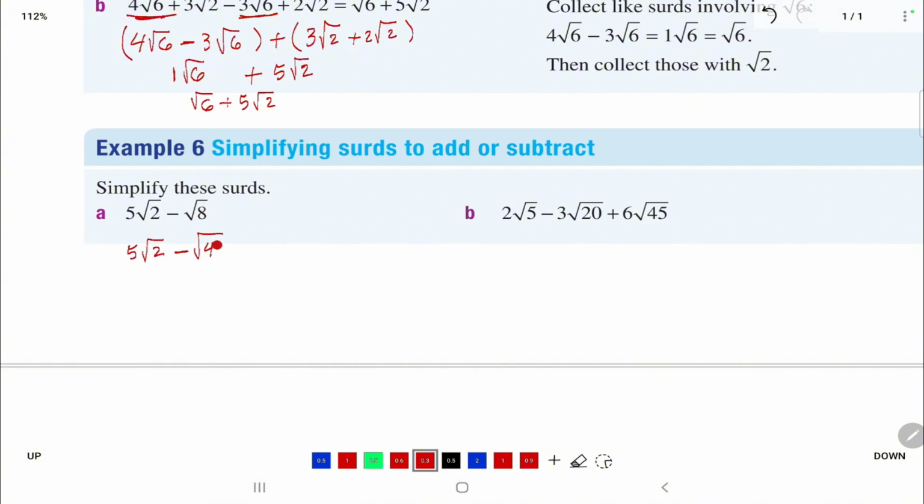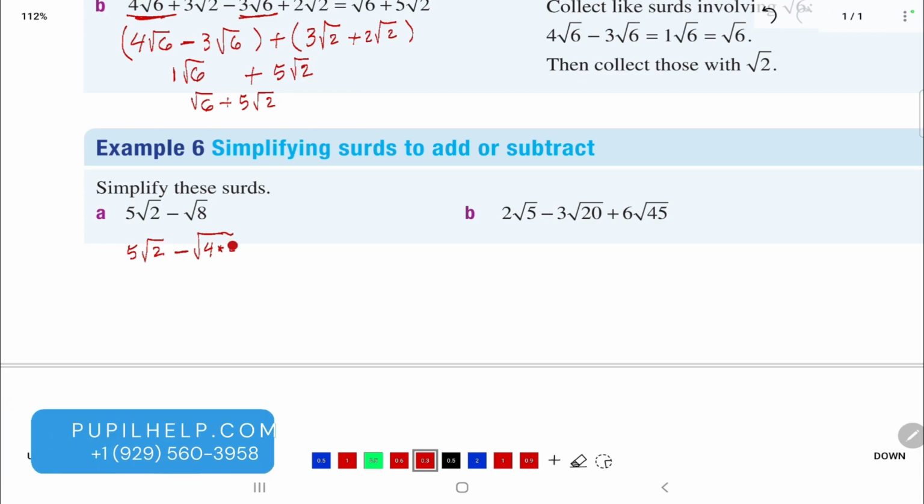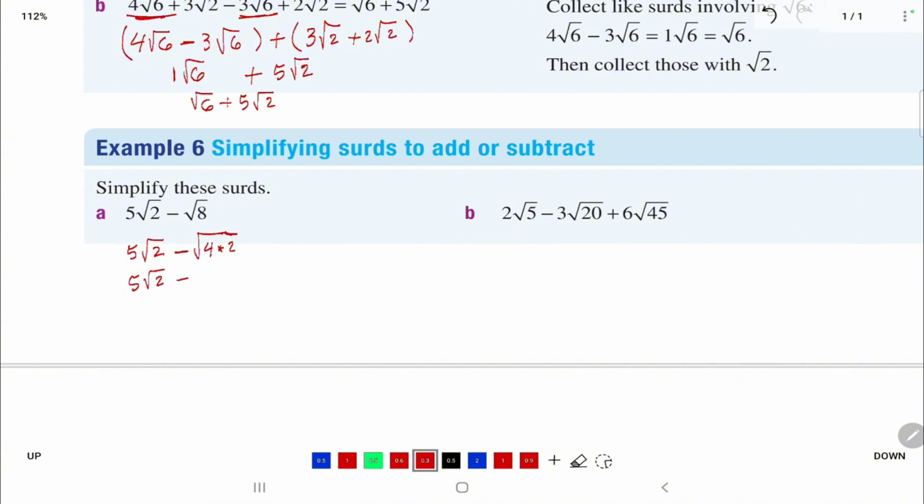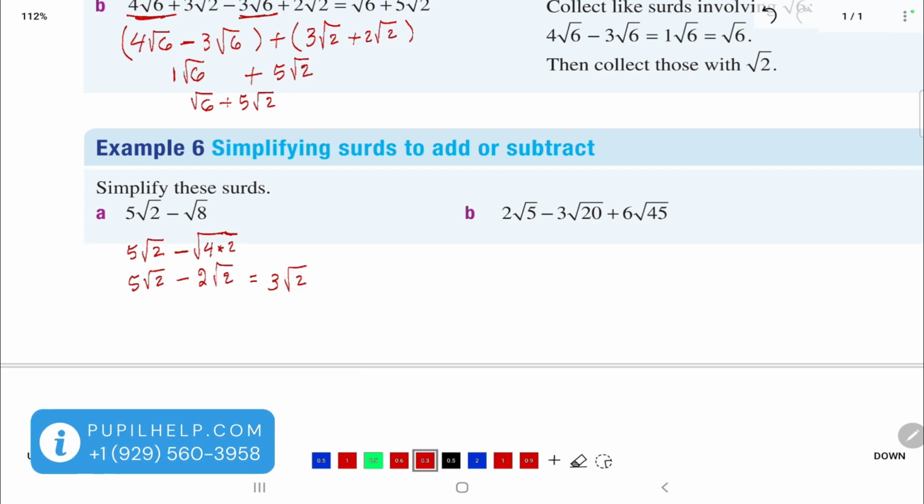Okay. And then this one, 5 square root of 2 minus, you see, 4, I can take it out from the square root, it will be 2, and this one is left inside. So it is 5 square root of 2 minus 2 square root of 2, and it will equal 3 square root of 2. Now, solving more examples, come to B.